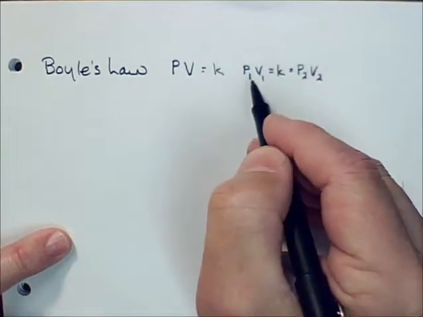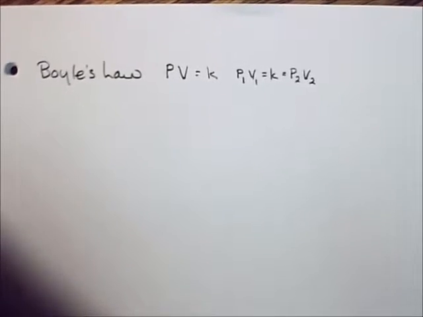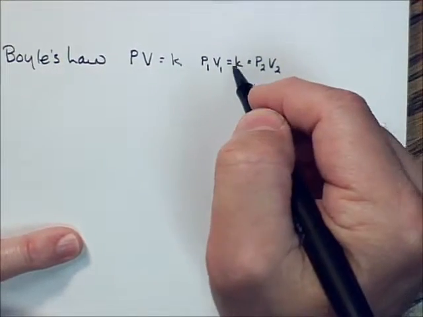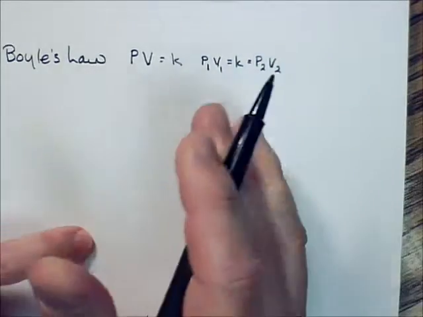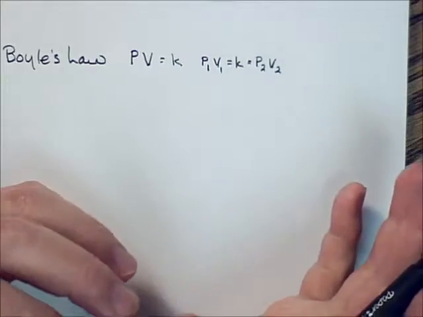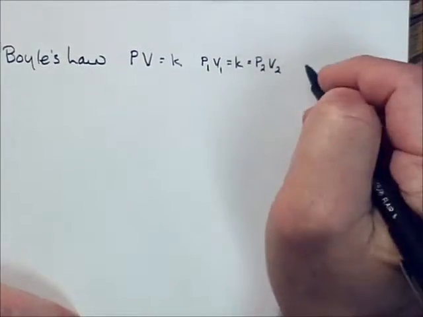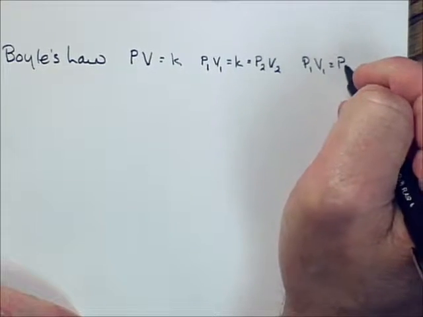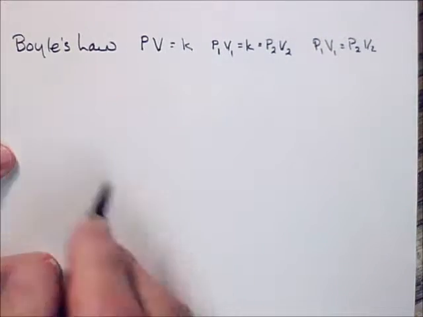Okay? And if this statement is true, and it is, that's what we would have seen in the lab, then it's also true that P1 times V1 is going to equal P2 times V2, because if they're equal to the same thing, then those two things are always equal. So P1 times V1 equals P2 times V2. Okay, so that's Boyle's Law.